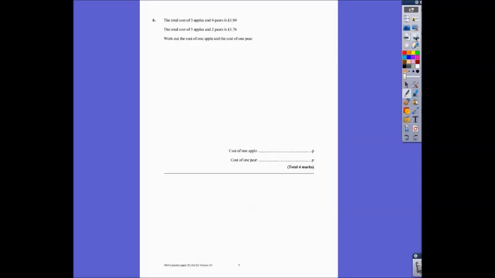Question 6. It says the total cost of 3 apples and 4 pears is £1.84, and the cost of 5 apples and 2 pears is £1.76. Work out the cost of 1 apple and 1 pear. Well, first of all, we've got that 3 apples and 4 pears is worth £1.84, and that 5 apples and 2 pears is £1.76. So this is actually a simultaneous equation question.